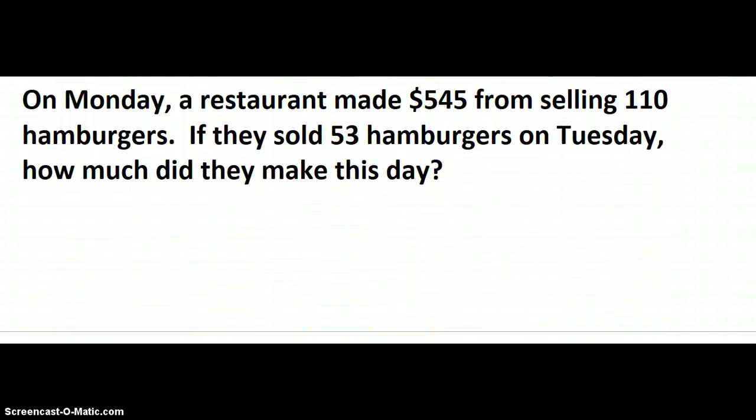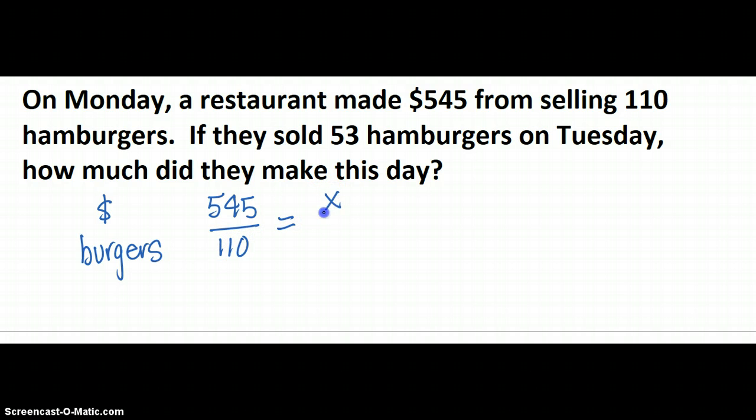Okay. On Monday, a restaurant made $545 from selling 110 hamburgers. They sold 53 hamburgers on Tuesday. How much money did they make that day? So we're looking at a ratio of money to burgers. So the first day, they made $545, selling 110 burgers. How much money are they going to make selling 53 burgers? And there's our perfect proportion.